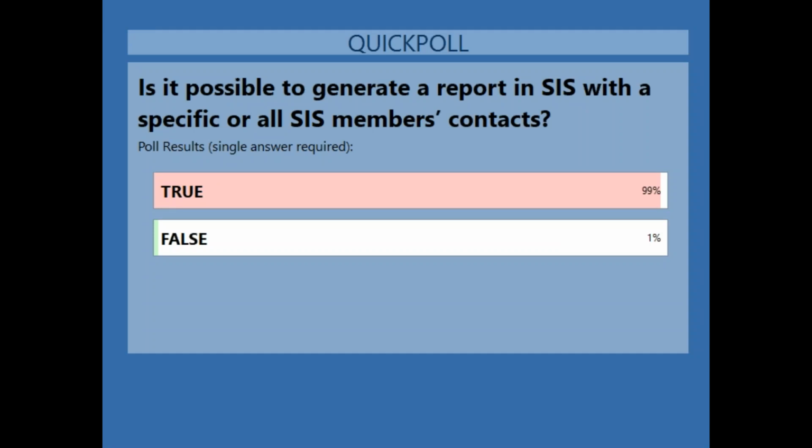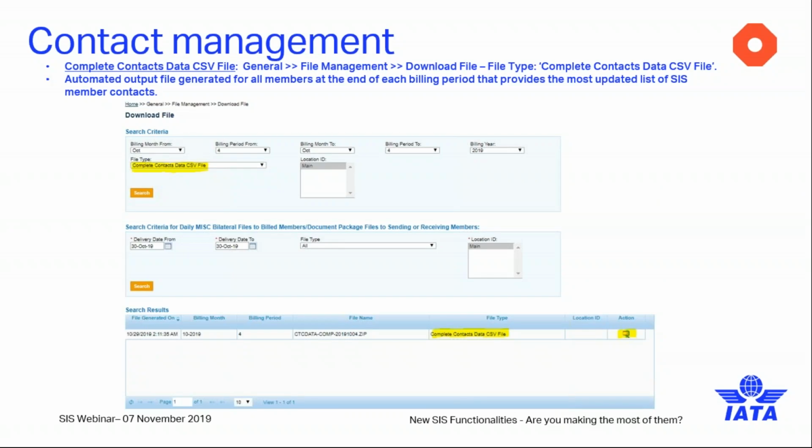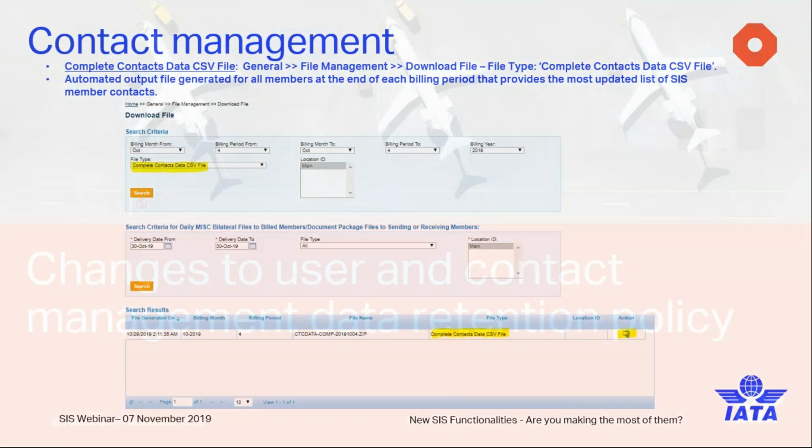The correct answer is true. There is a report that we covered in the previous slide that will give you all of the contact details for SIS members. I'm very happy to see that 99% of you responded with the correct answer. Thank you very much. So we move on to the next section. Yes, please. Thank you, Jojo.